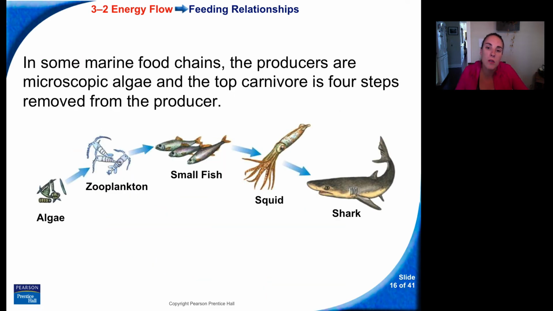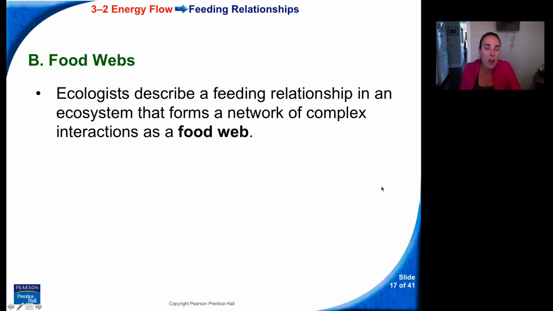So in some marine food chains, the producers are microscopic algae and the top carnivore is 4 steps removed from the producer. So algae get eaten by zooplankton, which get eaten by small fish, which get eaten by squid, which get eaten by sharks. Food webs, on the other hand, are a little bit more complex.